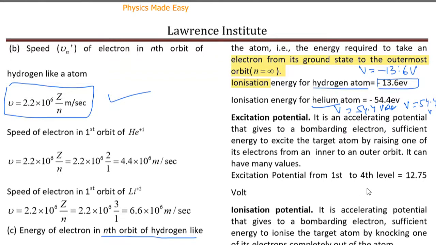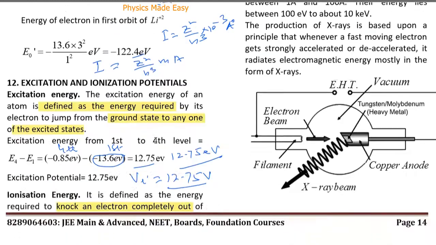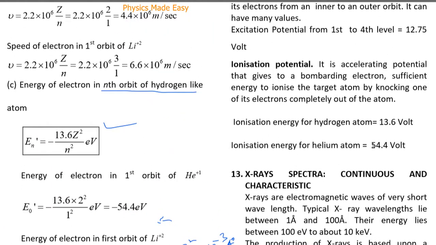Now, excitation potential is an accelerating potential; if you bombard an electron with this potential, then it has sufficient energy to raise electrons from one level to another. For example, the excitation potential from the first level to the fourth level, we have just calculated it. Excitation energy is 12.75, and for excitation potential, just remove electron volt.